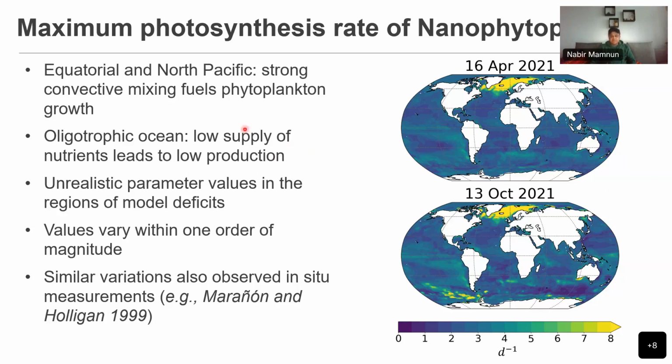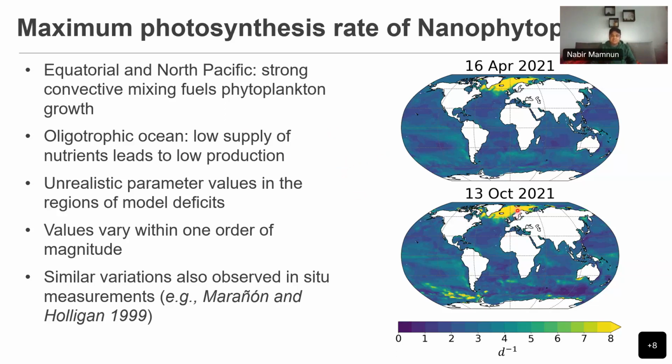And in the oligotrophic region, for example, in the North Atlantic or in the sub-equatorial Pacific, the low supply of nutrients leads to low production. That's why we get a lower value of the parameter, and that actually makes perfect sense from a biogeochemical perspective.